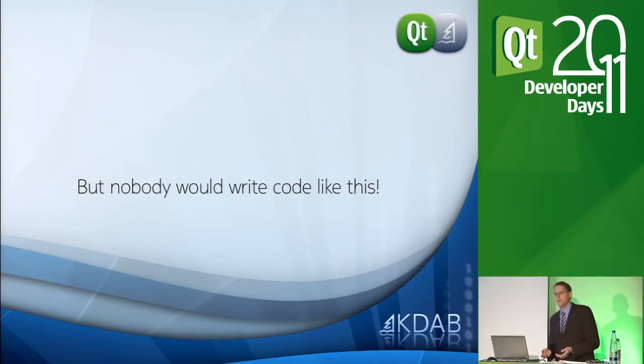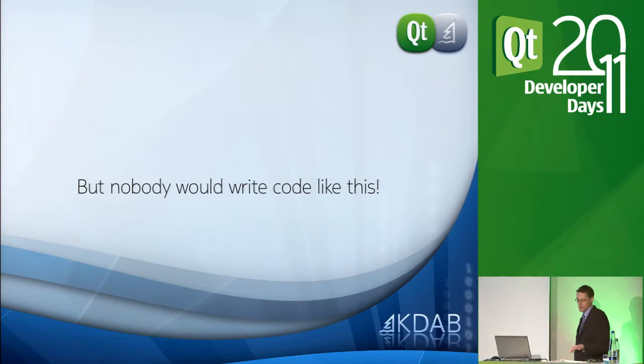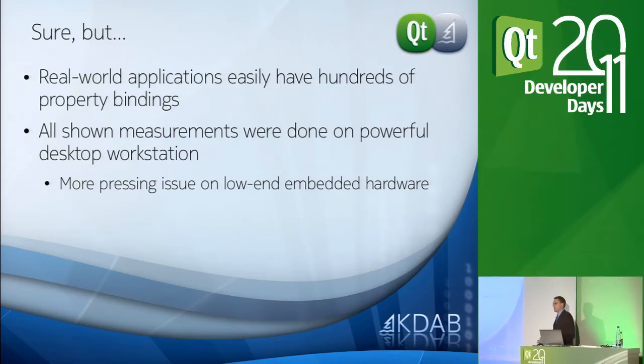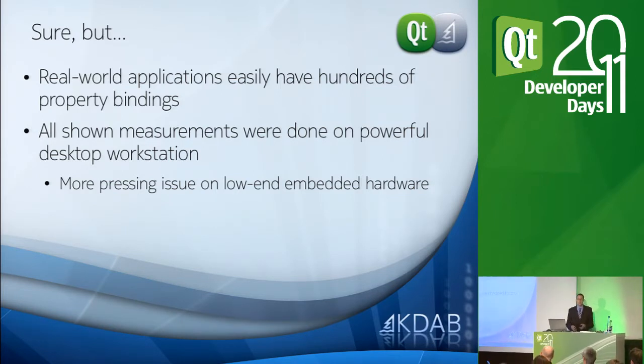So is this actually a relevant example in practice? You wouldn't really write a pixel shader like that in QML. But there's actually a lot of relevant stuff in there. If you have a real-world application, they can easily have hundreds of property bindings. And all the measurements we did here were on my powerful workstation laptop. So that's quad-core, lots of memory.